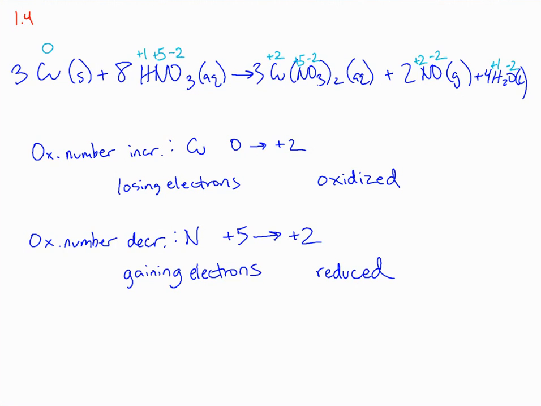In many chemical reactions, electrons are transferred from one element to another. So in this instance, we have copper losing electrons and giving it to the nitrogen. One element is oxidized, and one element is reduced. We call this type of a reaction, long version, oxidation reduction. Short version, redox.